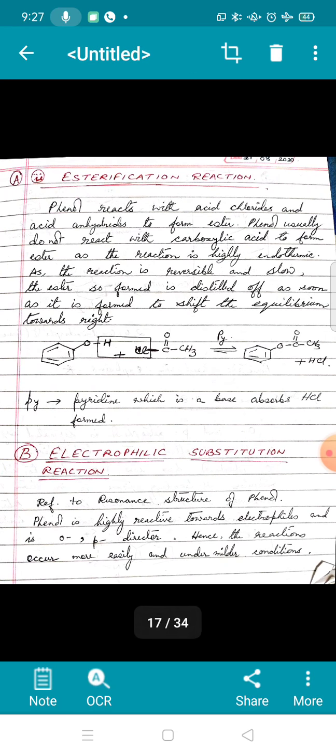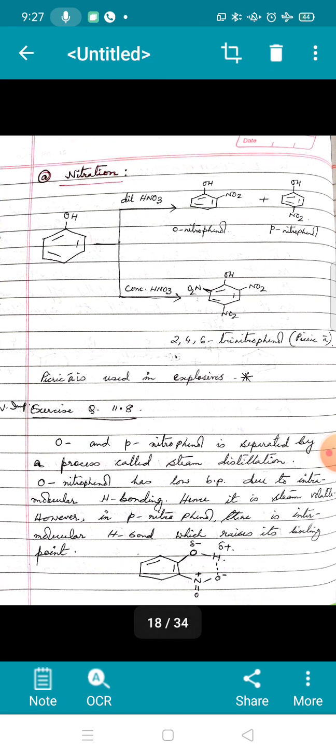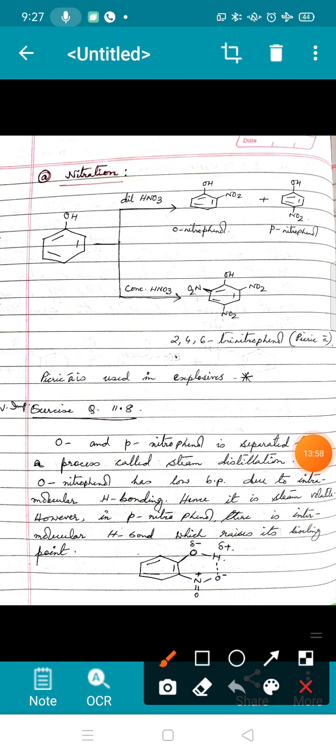So the first reaction we consider is nitration reaction. Normally for nitration reaction, what we need is concentrated nitric acid and sulfuric acid mixture. But interestingly, in case of phenol, since the resonance is very evident, very fast, it activates the ring very much. So with dilute nitric acid itself, we get orthonitrophenol and paranitrophenol products.